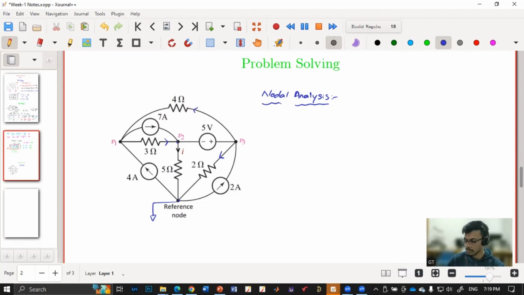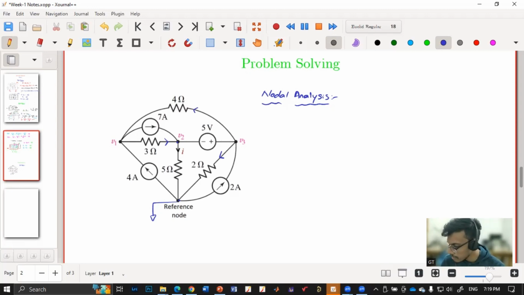And also they have said the I direction is from V2 to ground, so I'm following their convention. In the branches where they have not specified anything about the direction, I'm free to assume my own convention. Is that the correct direction for V3, from V2 to the source? Yes. So here also we are free to choose any direction.